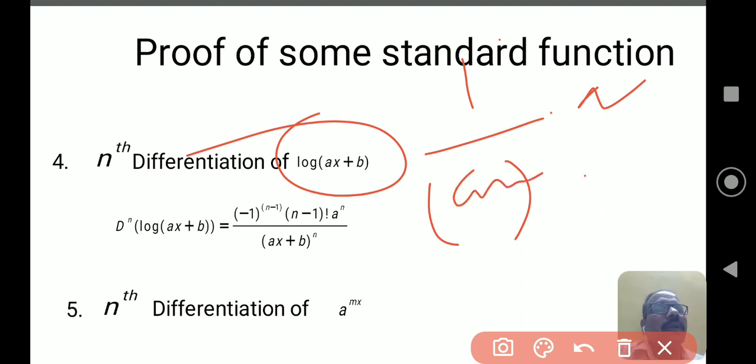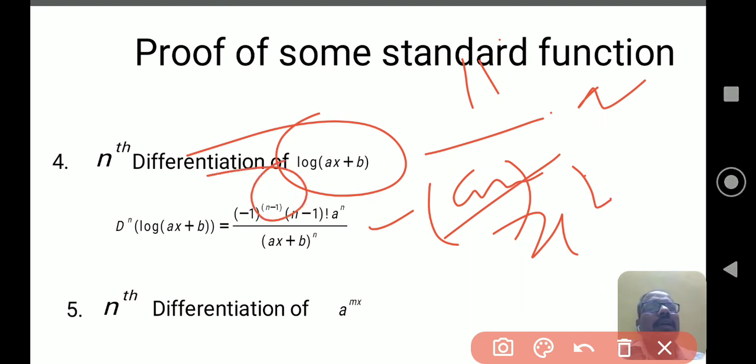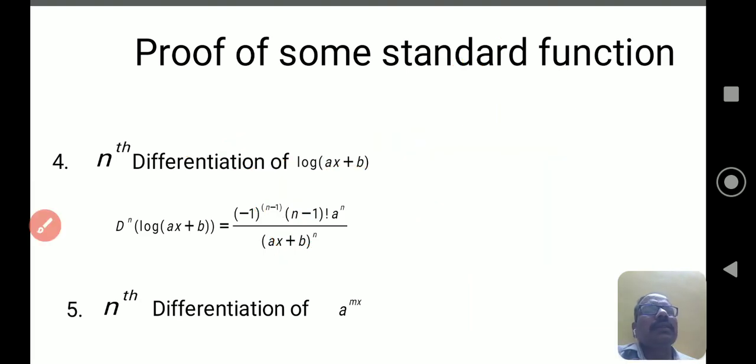It is (ax plus b), nothing but 1 by x, whose differentiation is minus 1 by x square. Observe the result: you have n minus 1. The next order terms get minus 1, minus 2, minus 3, minus 4 and so on. How many times are you differentiating? n times, so a power n. What is the number we get? Minus 1 to the power of n minus 1 and (n minus 1) factorial, because the first derivative gives only 1, the second derivative also 1, that is why we get (n minus 1) factorial. The denominator has (ax plus b) to the power of n. This is the result.